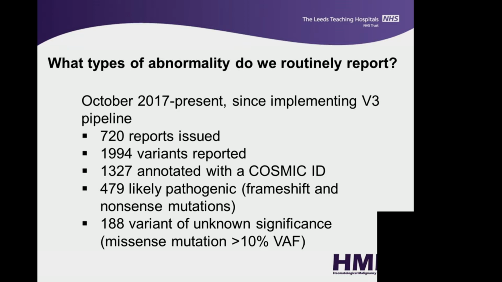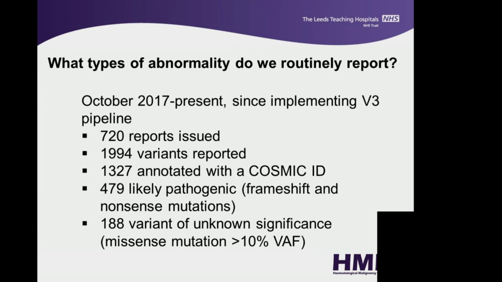So what types of abnormality, and we're talking about reporting now and annotating, what types of abnormality do we actually report? Well, from those samples from October to present, the 720 reported cases, the nearly 2,000 variants we reported, 1,300 of those actually were annotated with a COSMIC ID. So these were our hotspot region mutations, our known classical mutations. A further nearly 500 mutations were likely pathogenic, and by those they were a frame shift or a nonsense mutation resulting in a truncation. So we were fairly confident that they were likely to be pathogenic.